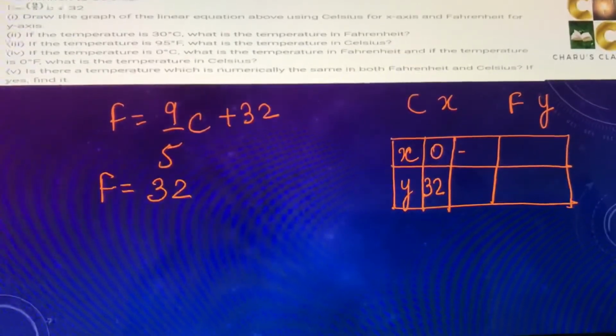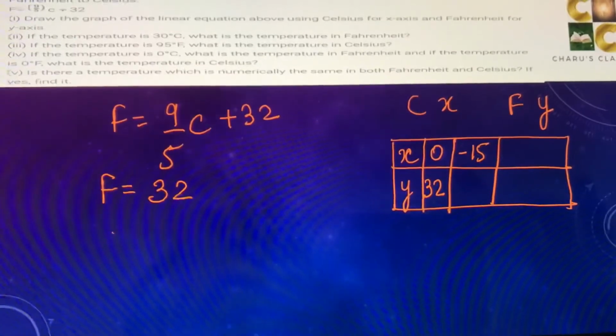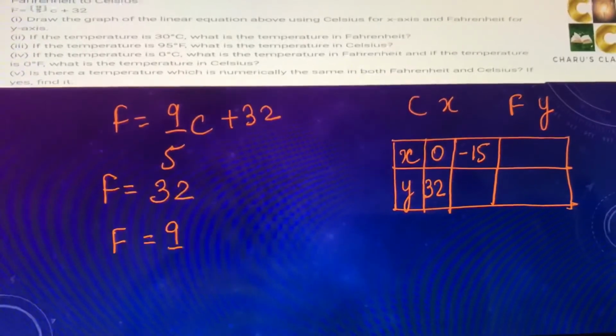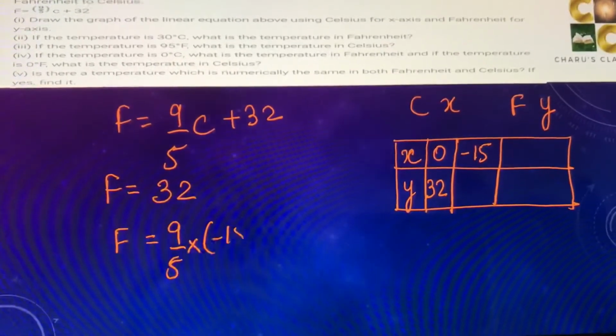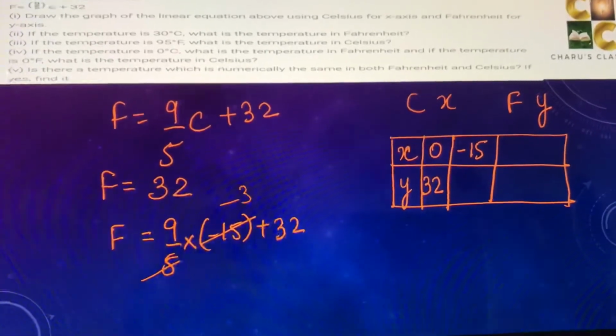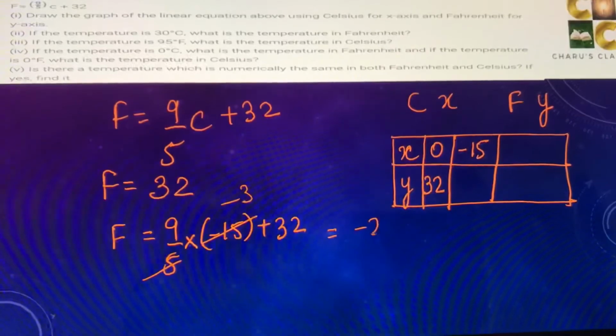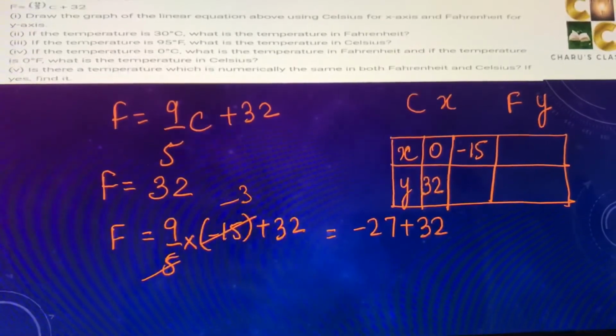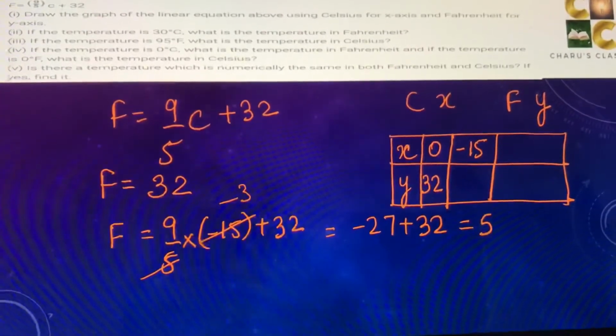If I take my C as minus 15, then in that case F will be 9 by 5 into minus 15 plus 32. So that will be minus 27 plus 32, which will give me 5 as y.